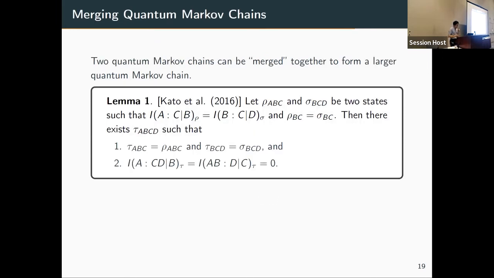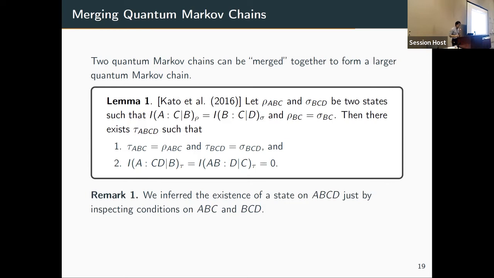And another nice thing about the quantum Markov chain, which is based on a very nice observation by Kotaro Kato and his collaborator, is that if you're given two quantum Markov chains, there's a sense in which you can merge them together to form a larger Markov chain. So the statement says that if you have two density matrices over ABC and sigma BCD, such that they're both Markov chains, and if they are locally consistent with each other, then there exists a density matrix tau ABCD over the global system, such that this tau is consistent with rho and sigma, and at the same time, it's again some Markov chain.